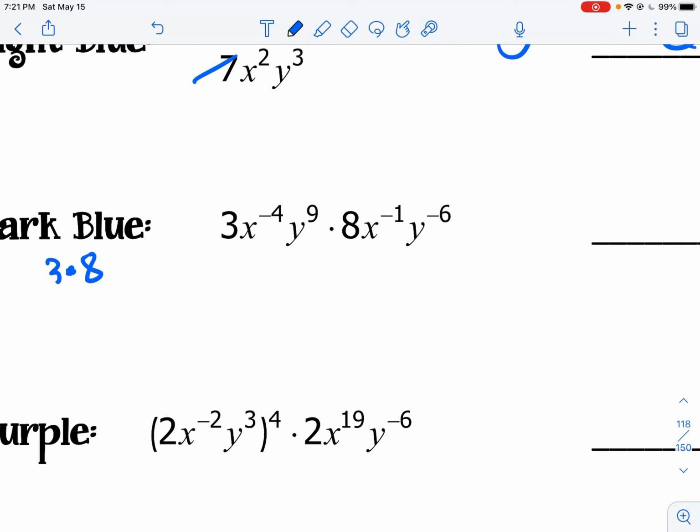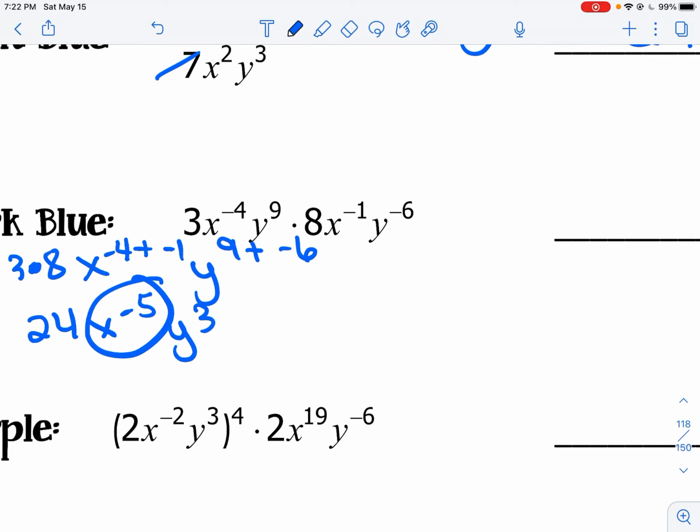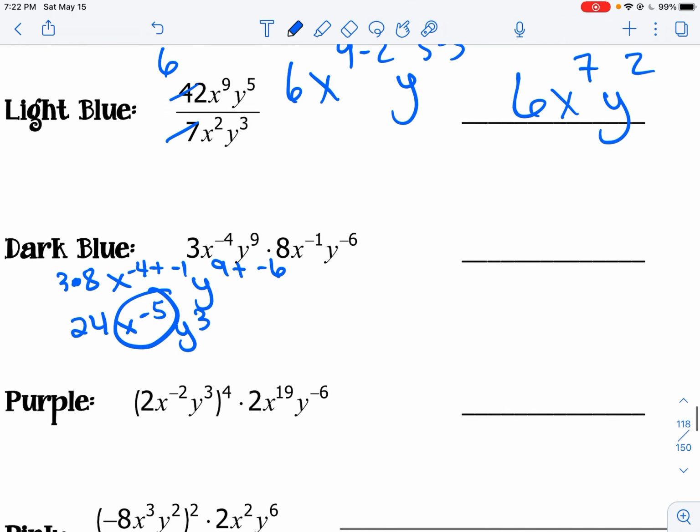Three times 8. That's multiplication there. Negative 4 plus a negative 1. 9 plus a negative 6. So I would get 24x to the negative 5, y to the 3rd. So this goes to the denominator. So I get 24 y to the 3rd over x to the 5th.